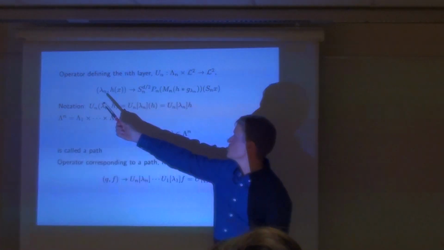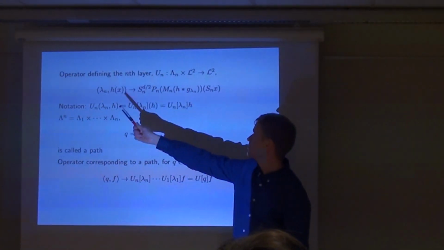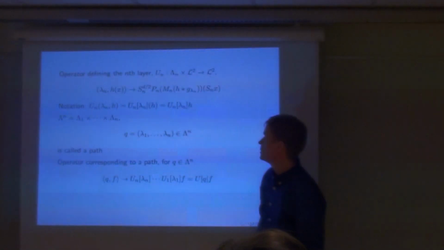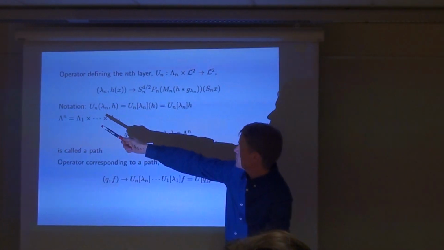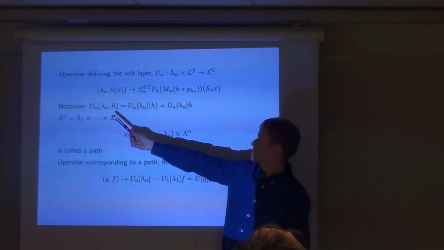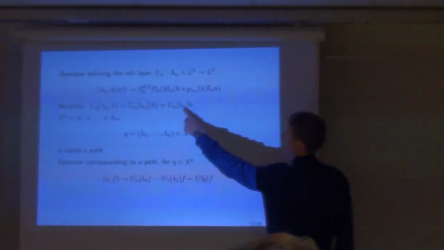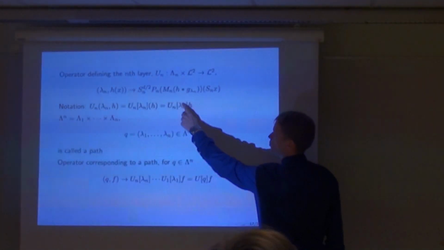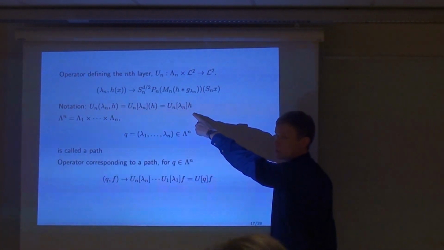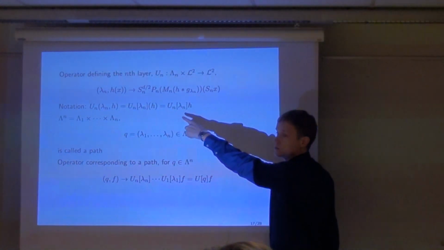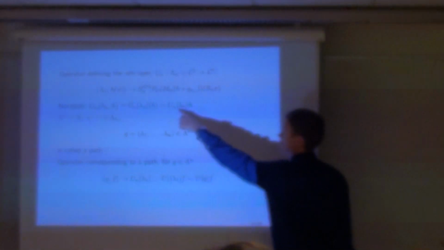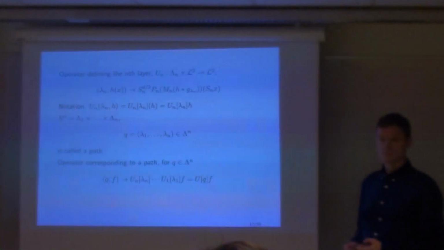Let's call what's going on here Un. So Un is an operator that takes the index and an input. Let's use this notation then. So you can also view it as an operator indexed by lambda. You have a set of operators indexed by lambda, and then you apply it on h.